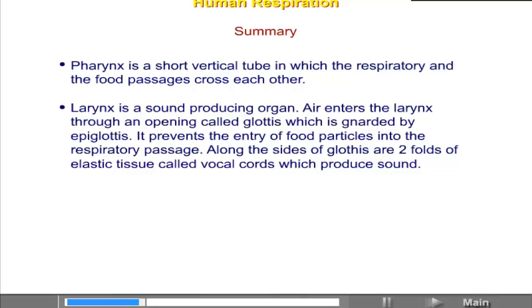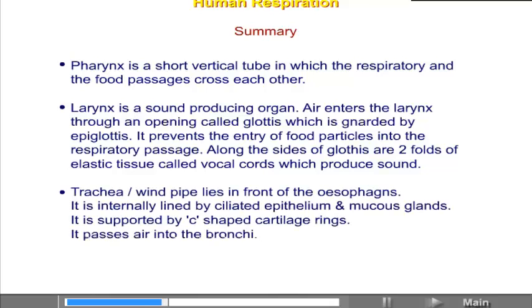Larynx is a sound-producing organ. Air enters the larynx through an opening called glottis, which is guarded by the epiglottis. It prevents the entry of food particles into the respiratory passage. Along the sides of glottis are two folds of elastic tissue called vocal cords which produce sound.